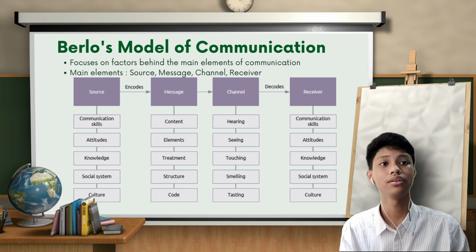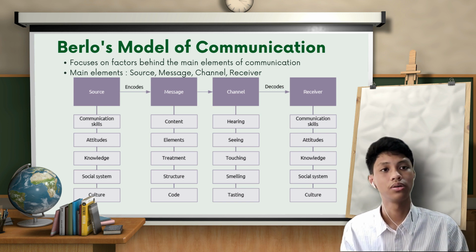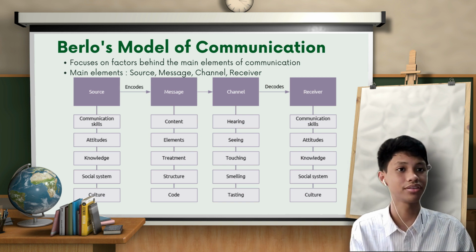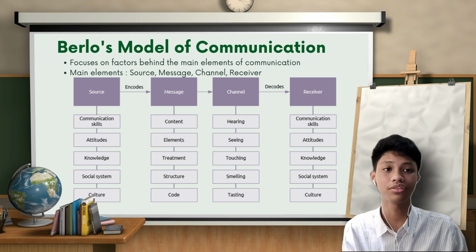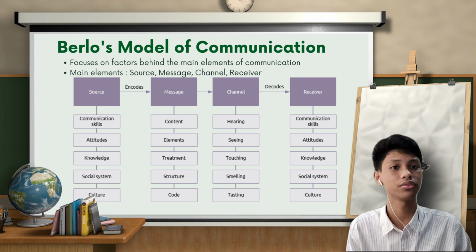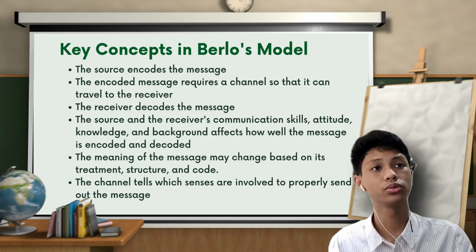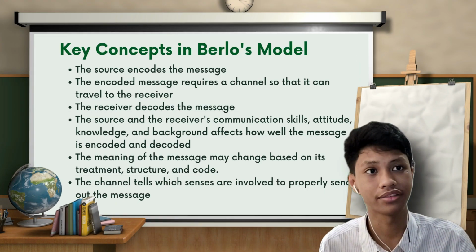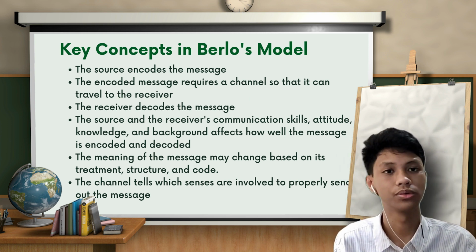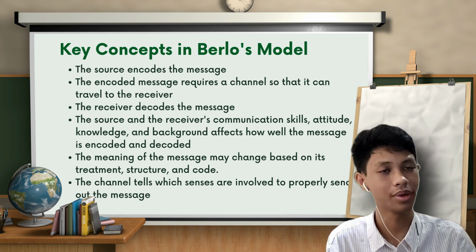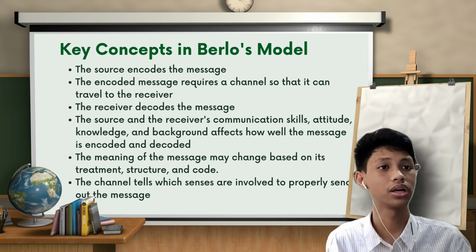So let us read the sub-elements. So for the source and receiver, they have communication skills, attitudes, knowledge, social system, and culture. While for the message, it consists of content, element, treatment, structure, and code. While the channel consists of the senses. We have hearing, seeing, touching, and smelling. So in order to help familiarize ourselves with Berlow's model, I have here some key concepts to help you. So number one, it starts with the source, which encodes the message. The encoded message requires a channel so that it can travel to the receiver, and the receiver decodes the message.